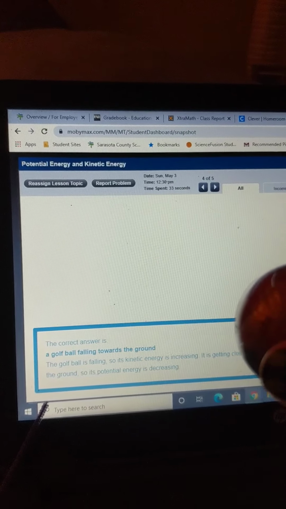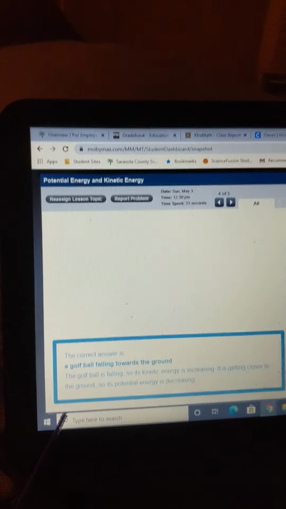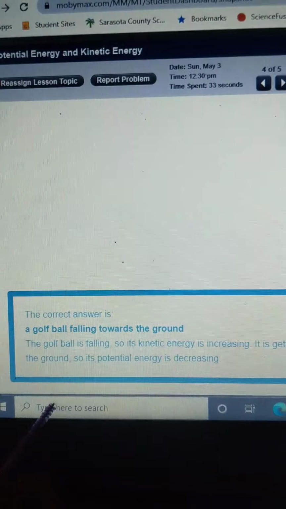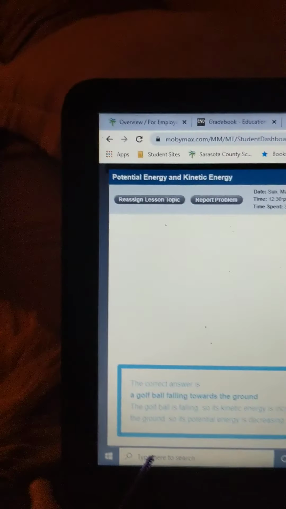So pretend this is a golf ball. If it is falling, it's going toward the ground here. Falling toward the ground. The higher in the sky, it has potential energy way up here. It has less potential, less potential, less potential, but it's going fast, so it's got more kinetic, more kinetic, more kinetic, and boom, done. The potential is gone. It's very low right now, and the kinetic all changed. So the correct answer would be a golf ball falling towards the ground.